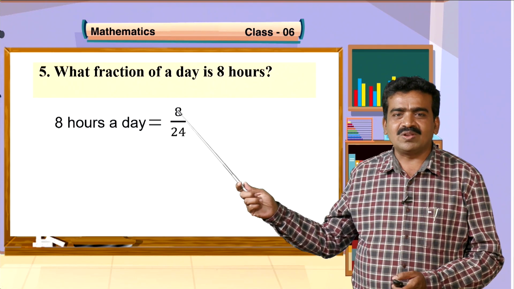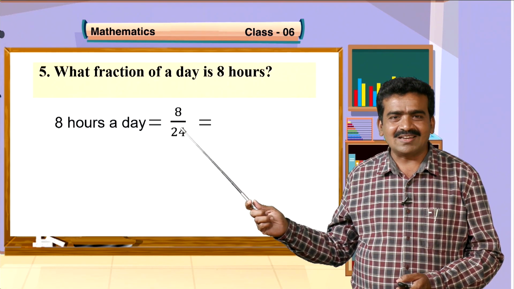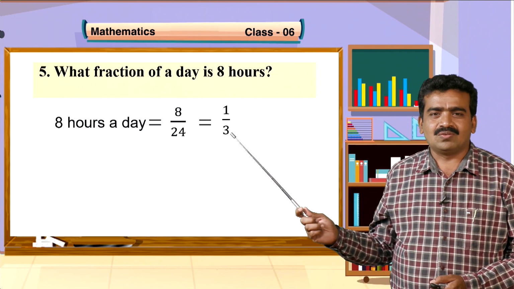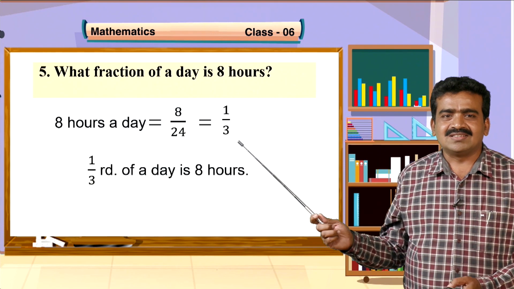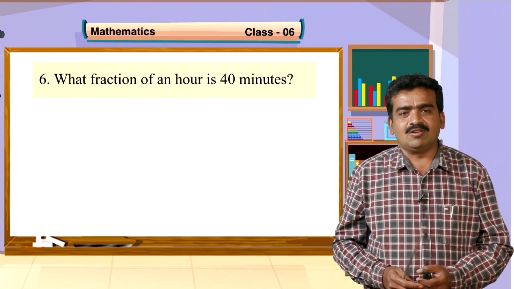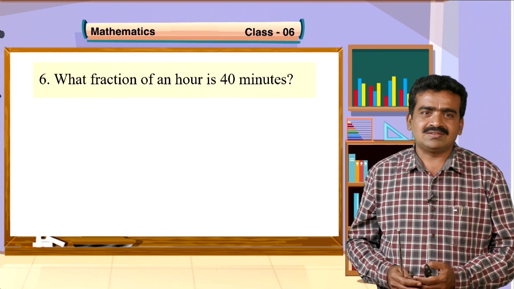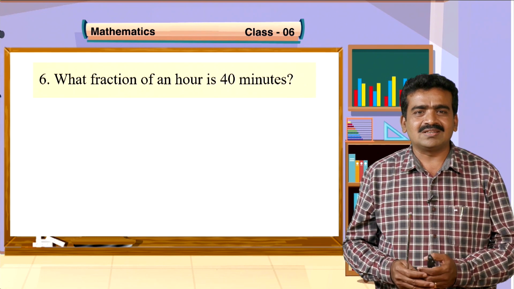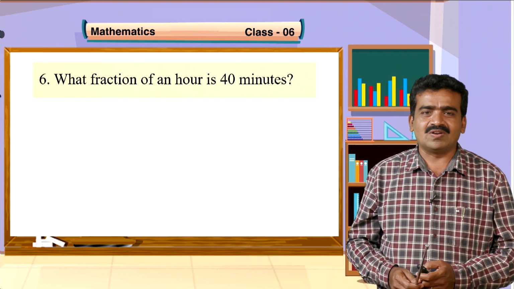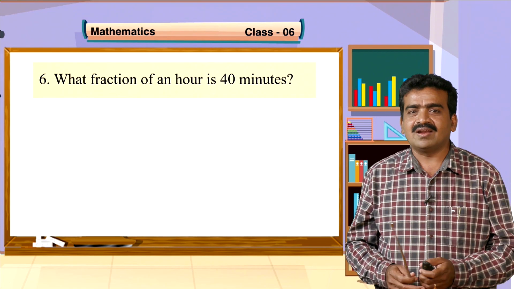So, if we simplify this, what will we get? 8 ones are 8, 8 threes are 24. So, therefore, we are getting 1/3. So, here 1/3 of a day is 8 hours. Now, let us come to the next question. What fraction of an hour is 40 minutes? Here we have to express 40 minutes in terms of an hour.